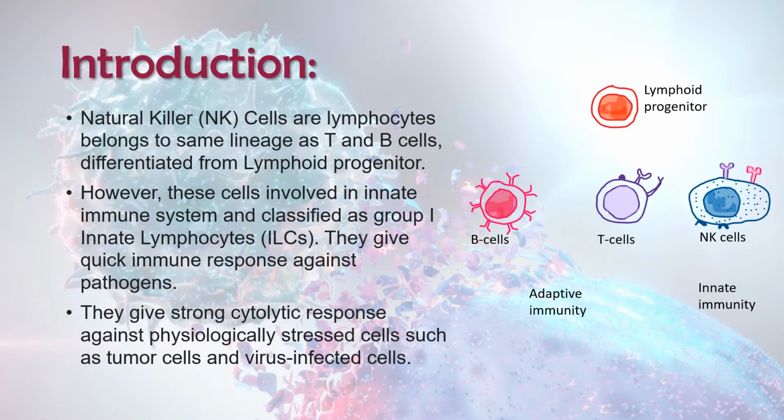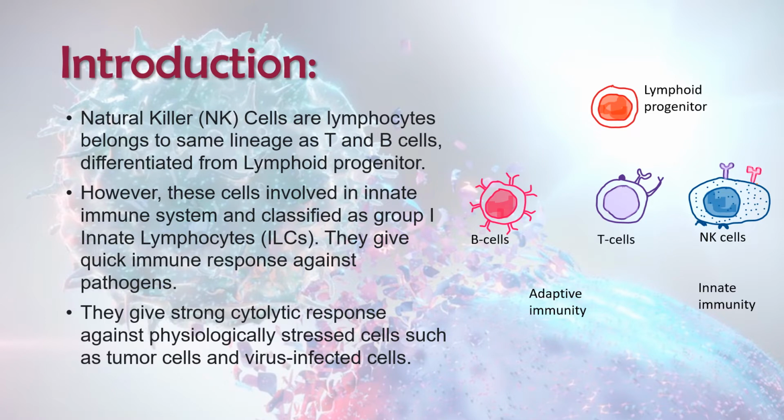Now, introduction to NK cells. These are large and granular lymphocytes. As you can see in this picture, this is the diagram of natural killer cells. These natural killer cells are much bigger in size and granular in appearance as compared to B cells and T cells.